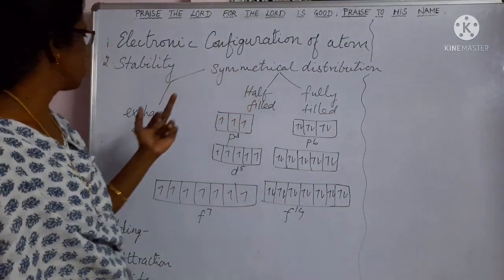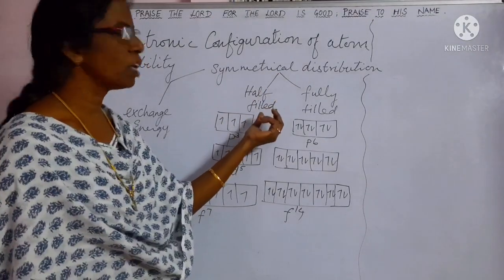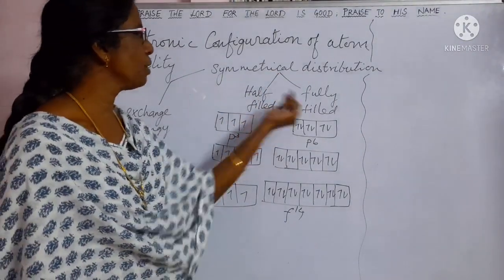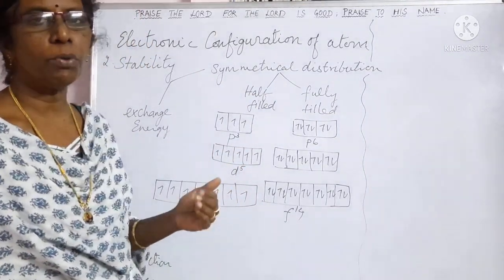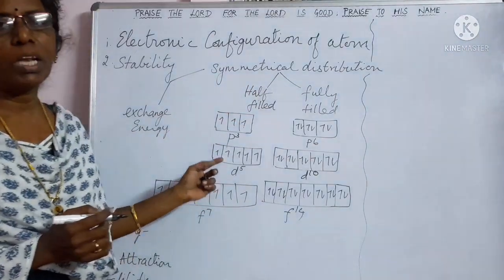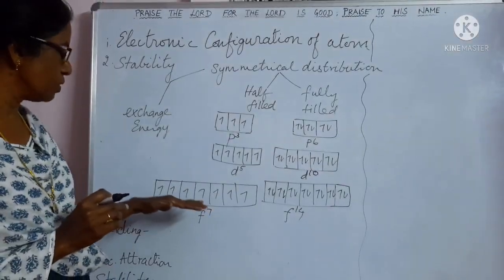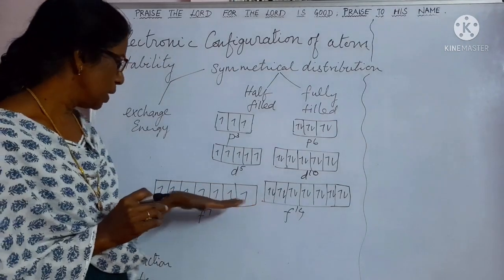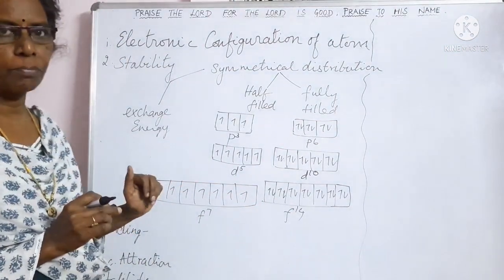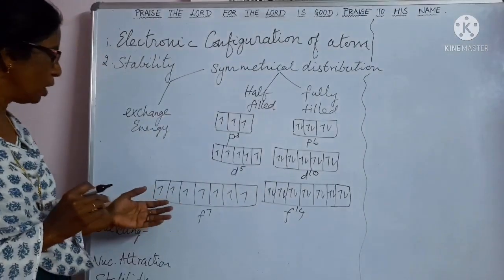Now when you see the stability, we learned that it is due to two things. One is symmetrical distribution, another one is exchange energy. That symmetrical distribution, what we learnt is half filled and fully filled configurations will give symmetrical distribution. Symmetrical distribution will give more stability. Why so? That is because here we have same spin of electrons.